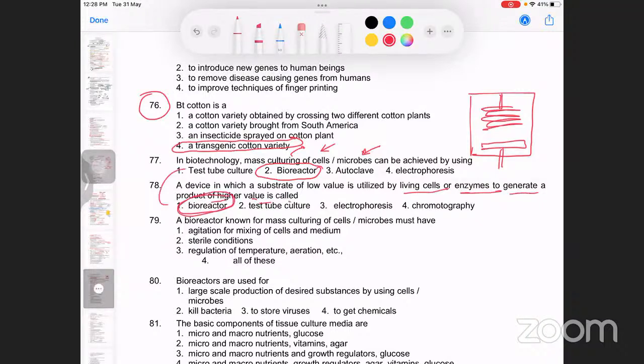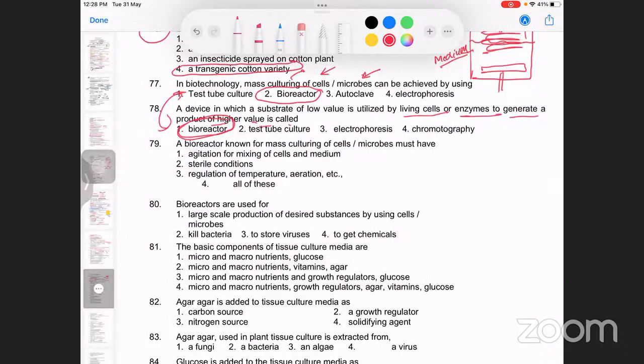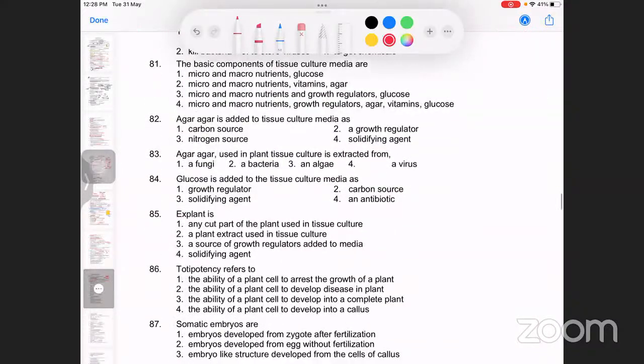Bioreactor is the option for both. Bioreactors are big vessels, and they put microorganisms in them, and they use nutrient medium, and this nutrient medium is consumed and we get a higher concentration of individuals.